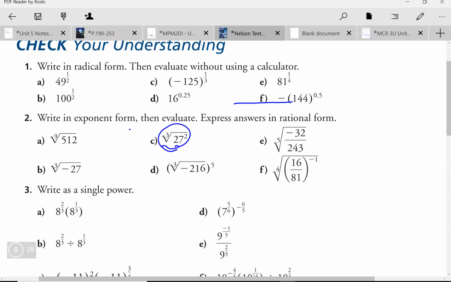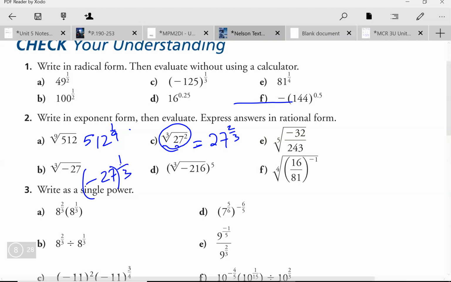Again, things like this, you can write in exponent form: 27 to the power of 2 over 3, right? That's converting it into exponent form. This is 512 to the power of 1 over 9. Again, the root means it's the denominator of the exponent. Negative 27 to the power of 1 over 3. And when it asks to evaluate without using a calculator, here you would do the cube root of 27 first, which is 3, and then take the square of that, which is 9.